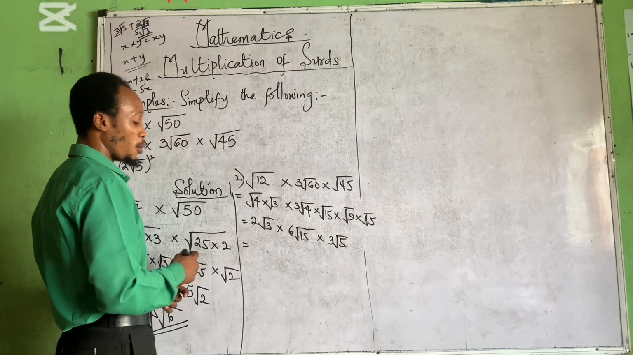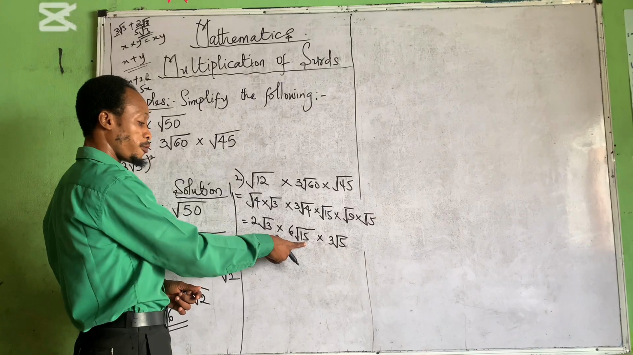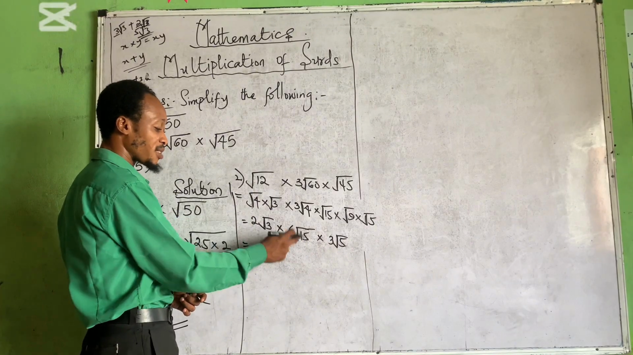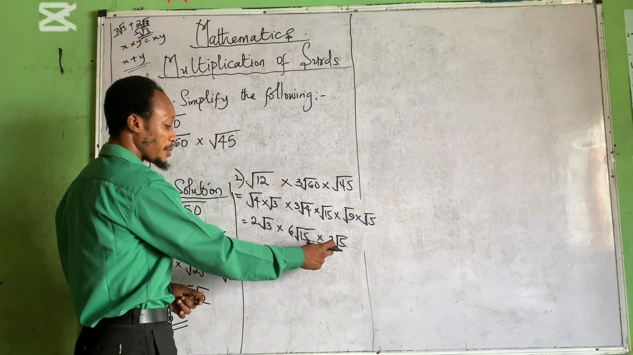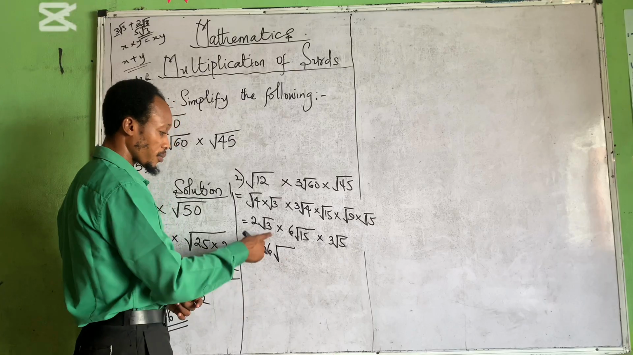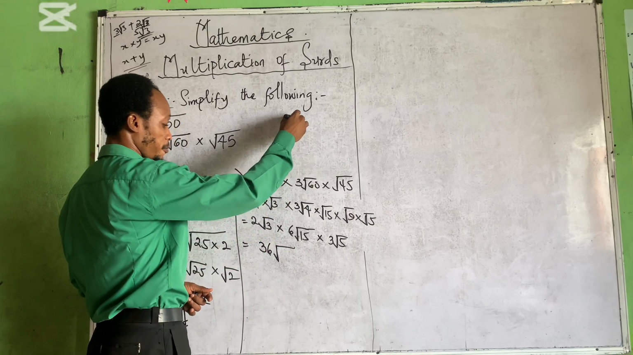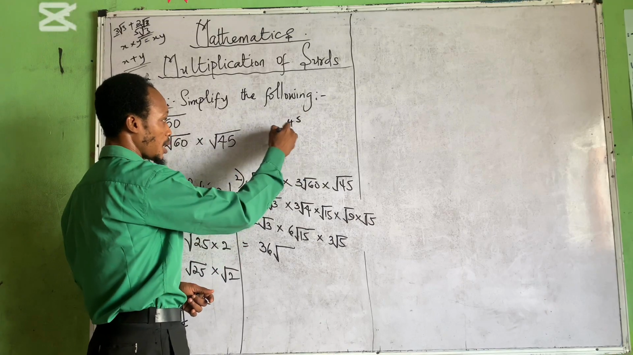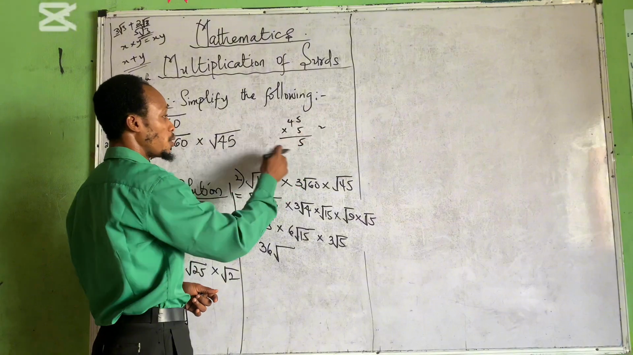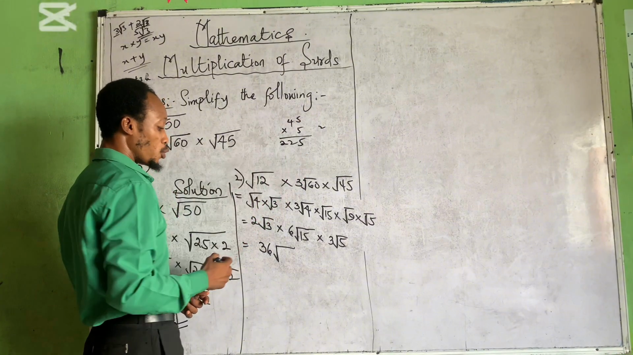Is there any way we can split this to give us one perfect square? No. 5 times 3 is 15, so that's all. Let's multiply the outside ones: 2 times 6 is 12, and 12 times 3 is 36. That will be 36 root, 3 times 15 is 45, and 45 times 5 gives root 225.